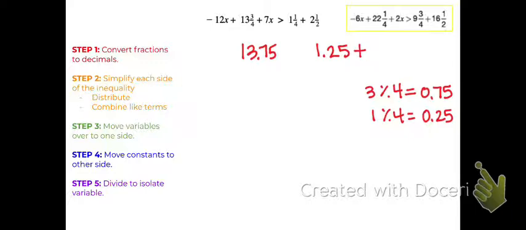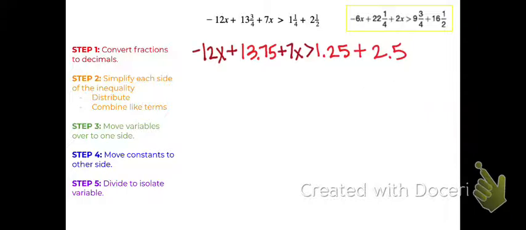So 1 and 0.25 is 1.25. And 2 1/2 is 2, but the half is 1 divided by 2, which is 0.5. So 2 and 0.5 is 2.5. And then everything else stays the same. So I wrote that in the darker red.